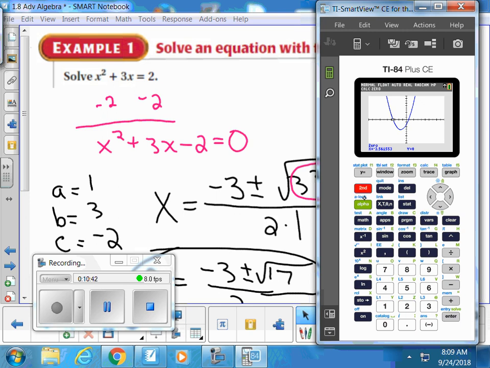It is second calculation menu. These are all the calculation menus that you can do. So it's second trace to get in there. And then we're going with choice 2 because we're finding a 0, also called an x-intercept or solution.